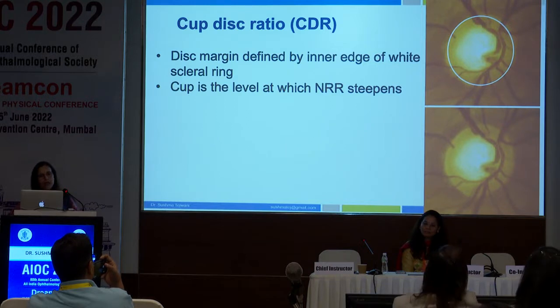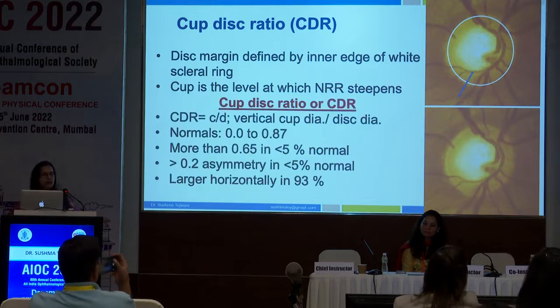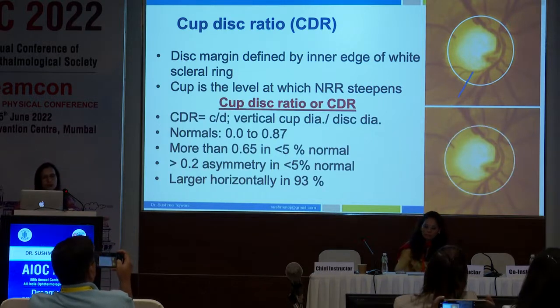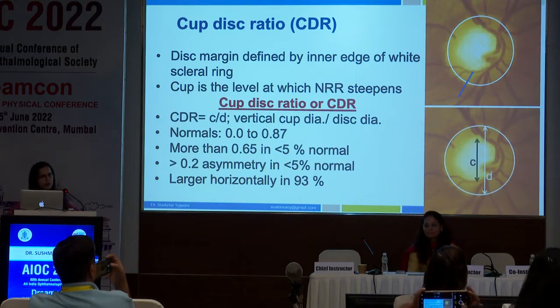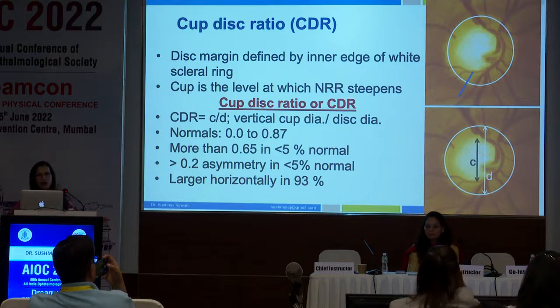or ganglion cells pass. The cup is the level where the neuroretinal rim steepens. So that is the CD ratio, and what we talk about always is the vertical CD ratio, not the horizontal CD ratio. This is C by D. So CD ratio can be normal as low as 0 and as high as 0.87.